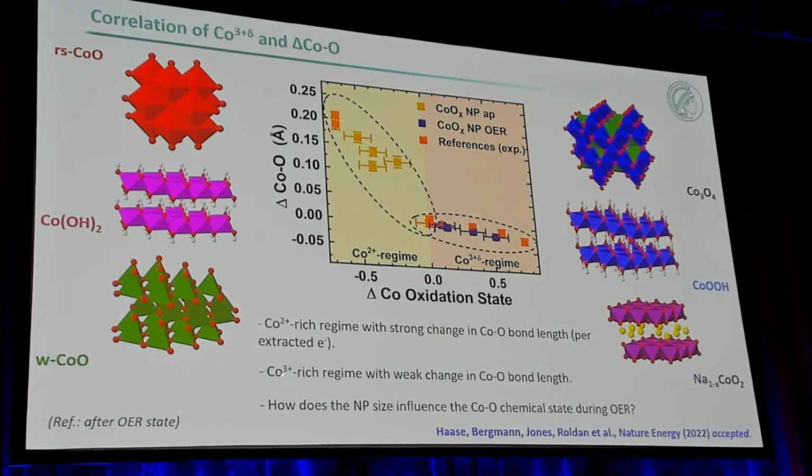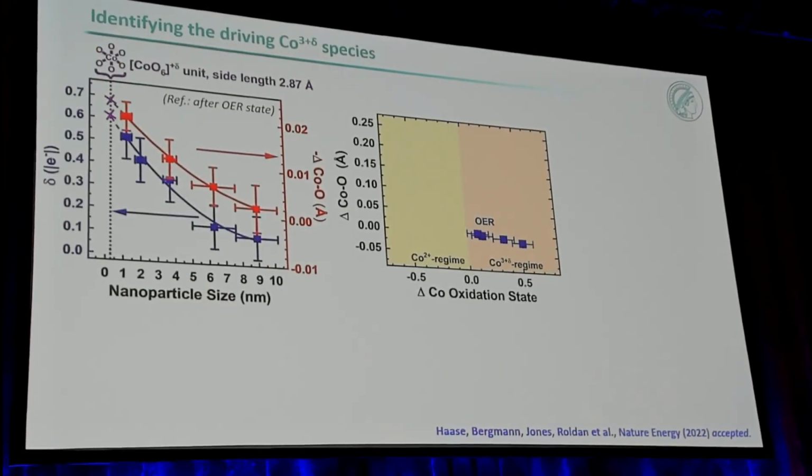Here, in the cobalt 3+ regime, there is a weak change in the cobalt-oxygen bond length per extracted electron. And the question is, how does the particle size affect the cobalt-oxygen chemical state in the OER? So we can look at this here by looking at the decreasing particle size.